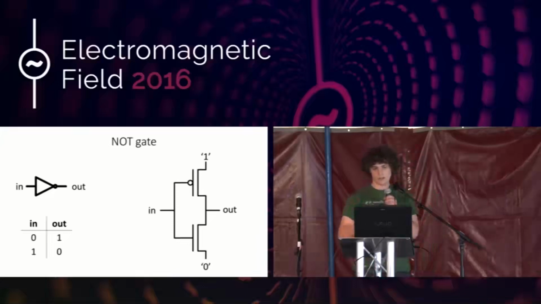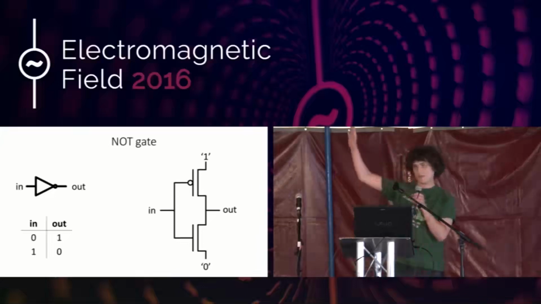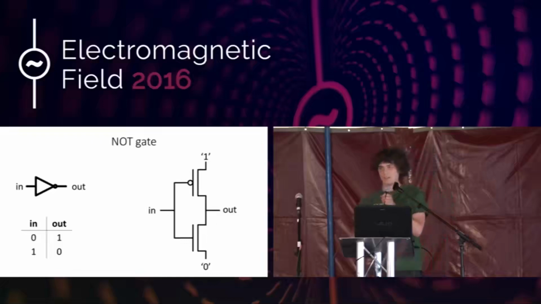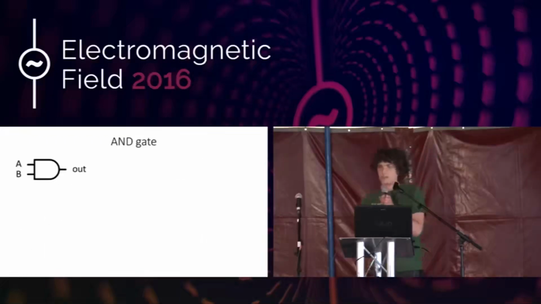This is still very simple. Also notice that we use a PFET at the top and an NFET at the bottom. And we do that because physically a PFET is much better at switching ones and an NFET is much better at letting through zeros. So that is why we always keep the PFETs at the top and the NFETs at the bottom. So the next gate is the AND gate.